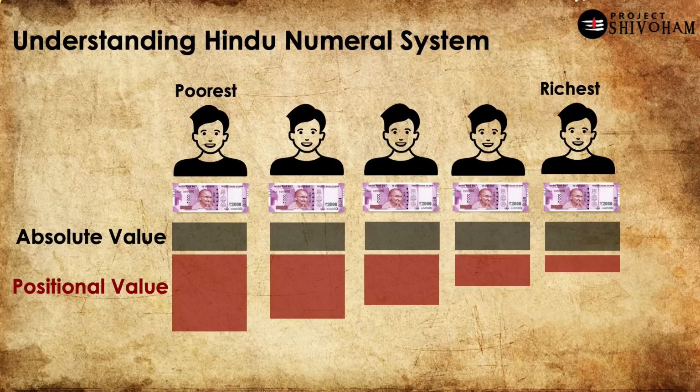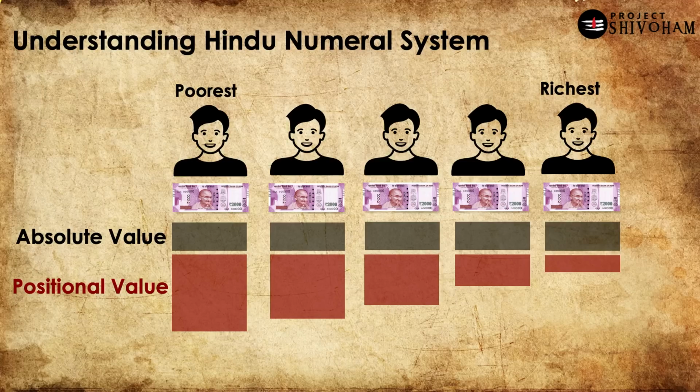And for starters, here is a quick metaphor. Imagine that we have 5 men of different economic classes, sorted from poorest to the richest. And then we have a 2000 rupee note. Now this 2000 rupee note has a value in the market that it can buy a certain amount of things. No matter who gives the 2000 rupee note, the worth of it remains exactly the same. And that is the absolute value.